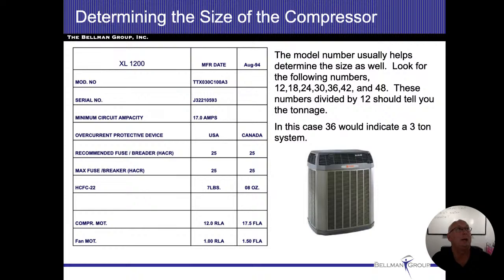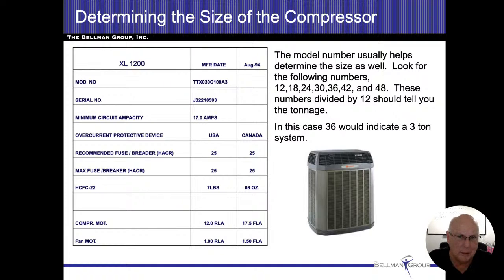So here they give you a recommended fuse or recommended breaker as well. And that's also 25 amps that's written on there. The HCFC-22, that they're talking about, is the refrigerant on there. The next number I want you to look at is that minimum ampacity. The minimum circuit ampacity is talking about the wire size, basically. So when this unit is running, I need to be able to allow 17 amps to flow through the system.